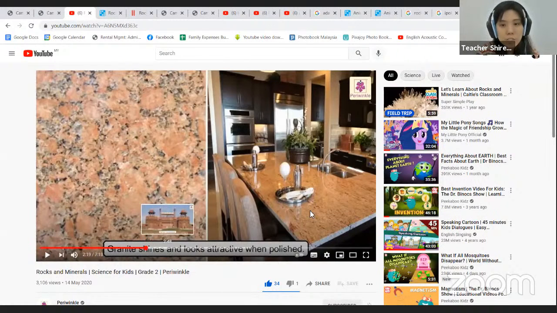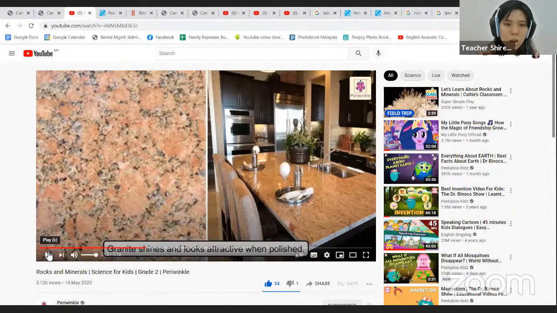And why do we like to use it for tables? Because it's so shiny, it's so pretty, it has so many colors. It's like a piece of art. So that's why granite is very popular to use as tabletops or even floorings as well, because it's shiny and it's very hard.